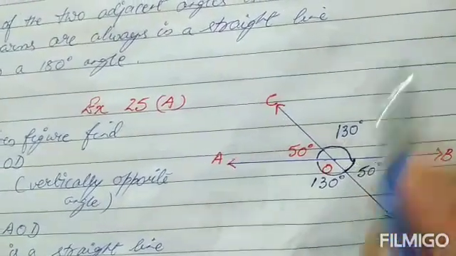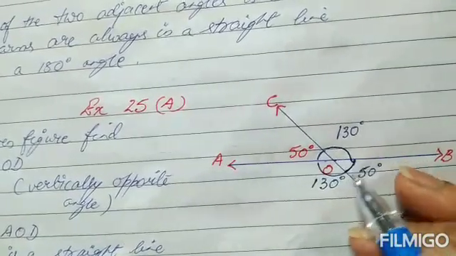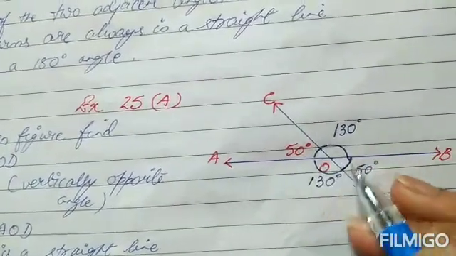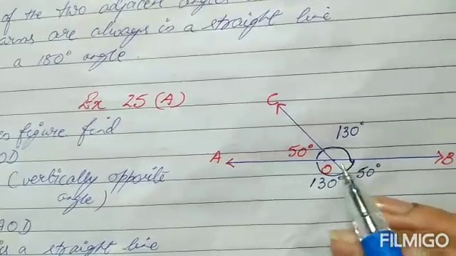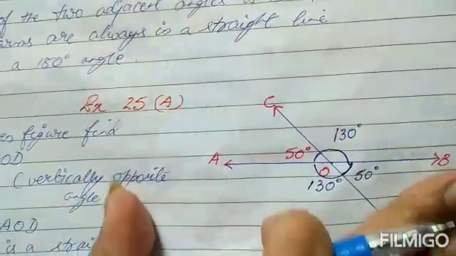Now if I want to check my answer, children, you can just add up all these four angles, and if you add up these four angles, if it comes as 360, we know that our answer is correct.